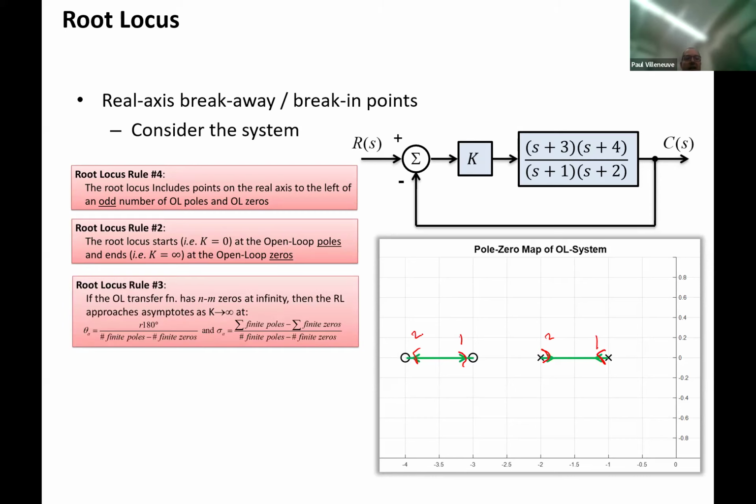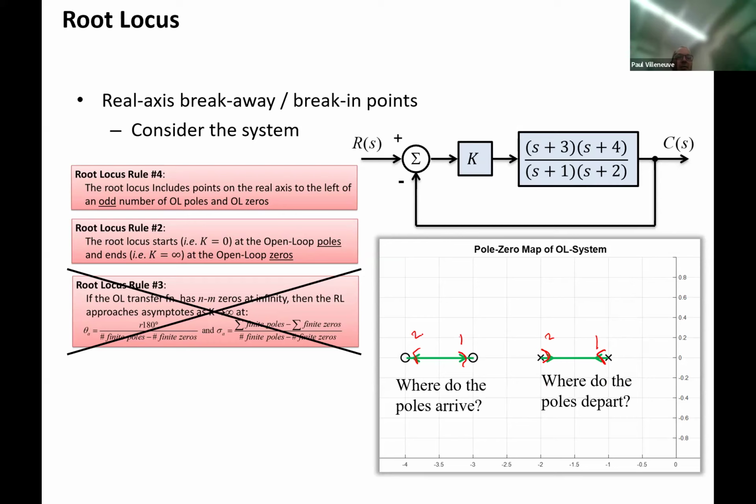All right, so I've used all those rules. I can calculate my asymptotes, but do I really need to calculate these? No, why not? Yeah, very good. There are no poles at s equals infinity, right? So there are no zeros at s equals infinity. So I don't have any angles to calculate because I don't have them. They don't exist.